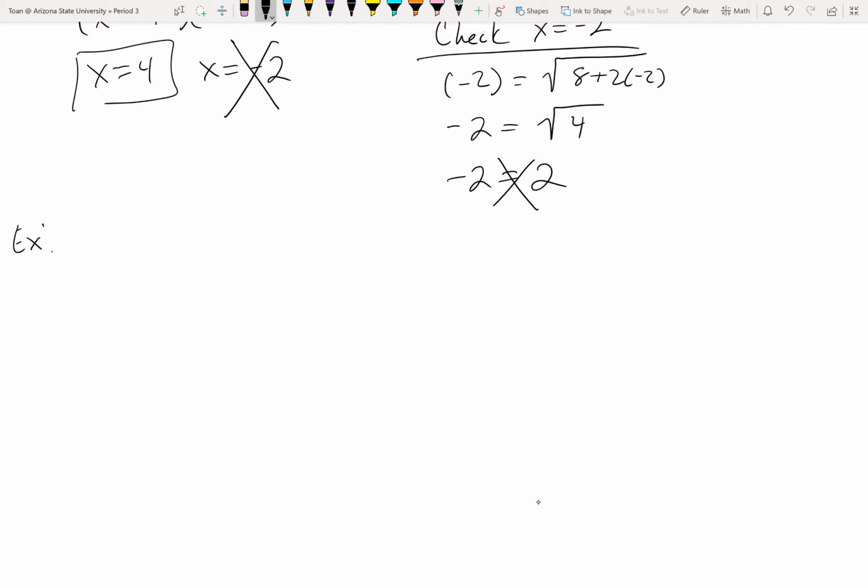Suppose I ask you to solve the square root of 4x minus 3 plus the square root of 10 minus 2x equals negative 1. I'll do this one because this was a tricky problem for people in first hour.